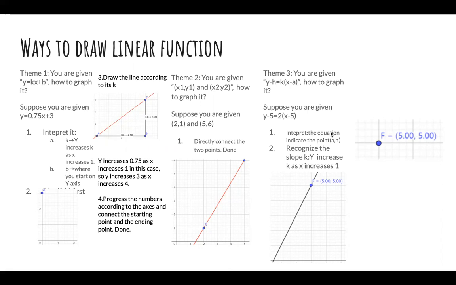Progress the numbers according to the axes, connect the starting point to the ending point, and you're done. For way two, you are given x1, y1 and x2, y2, for example 2, 1 and 5, 6. So you just graph the 2 points and connect them. And for way three, you're given y minus h equals k times parentheses x minus a, for example y minus 5 equals parentheses x minus 5.